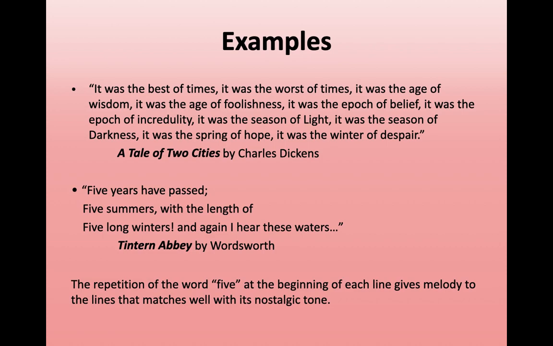Examples from A Tale of Two Cities. It was the best of times, it was the worst of times, it was the age of wisdom, it was the age of foolishness, it was the epoch of belief, it was the epoch of incredulity, it was the season of light, it was the season of darkness, it was the spring of hope, it was the winter of despair. It was the times when opposites were seen together. It is repeated.